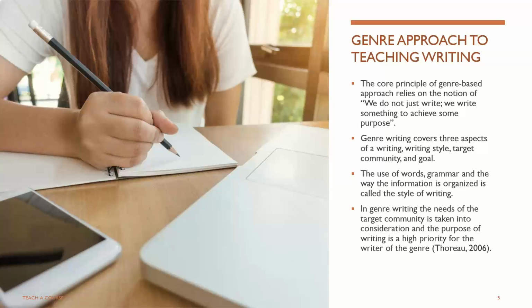As I mentioned before, the needs of the target community are considered. It means the writer wants to know who their audience are, at what level they are, and what they are expecting from the writer, because he is writing for a specific audience. In addition to that, the purpose of the writing is the high priority. It means what he wants to deliver to his audience.